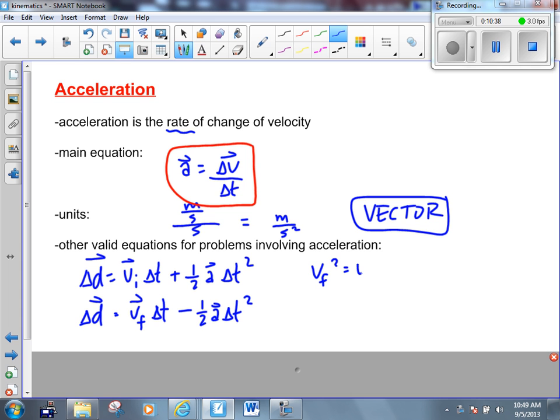Here's another one. vf squared is equal to vi squared plus 2ad. a stands for acceleration, right? d stands for displacement. What's vf stand for? Who thinks they know what vf stands for? Fraser?